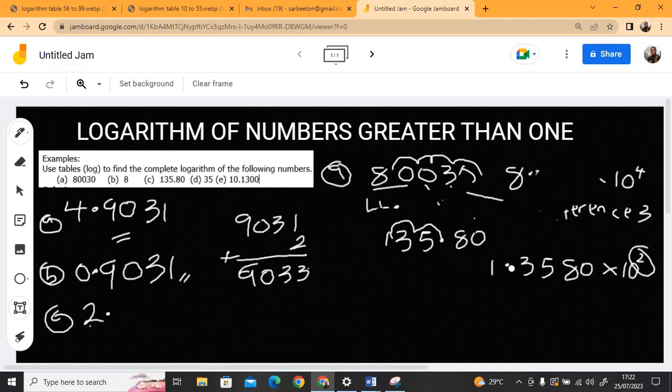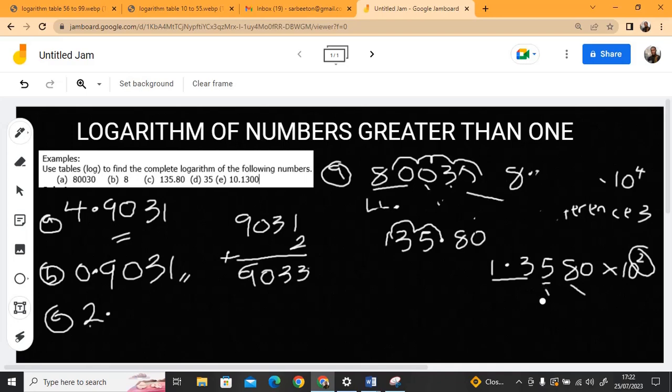Now we go back to this thing. You are going to join this 1 and 3 together. You're not going to say logarithm of 1 under 3 times 5. No, you join them together, because logarithms start from 10 above. So you are going to look for the logarithm of 13 under 5, difference 8.